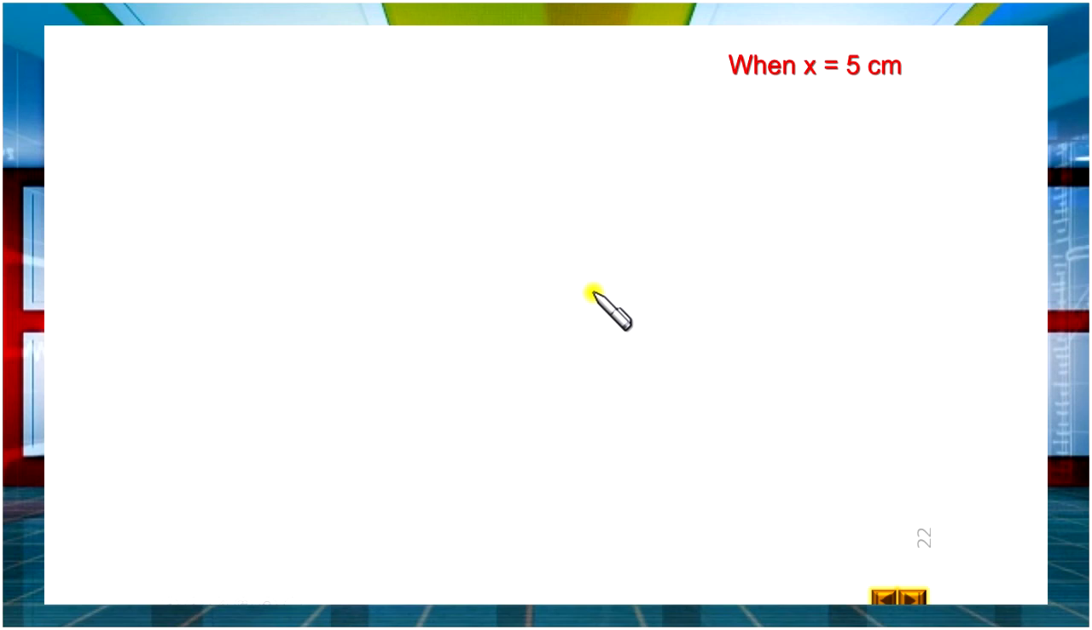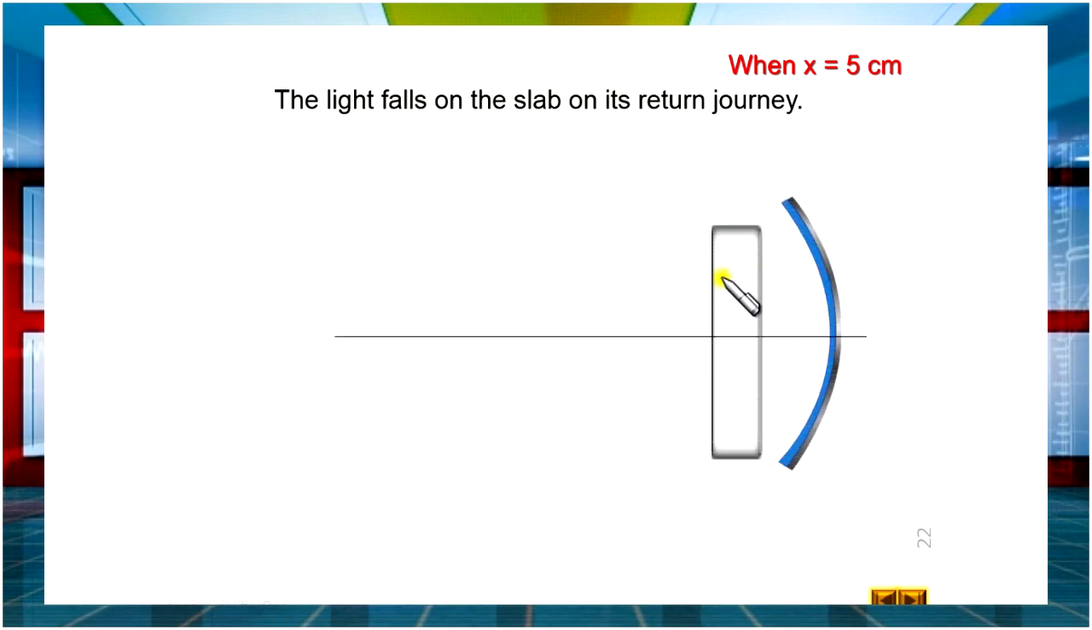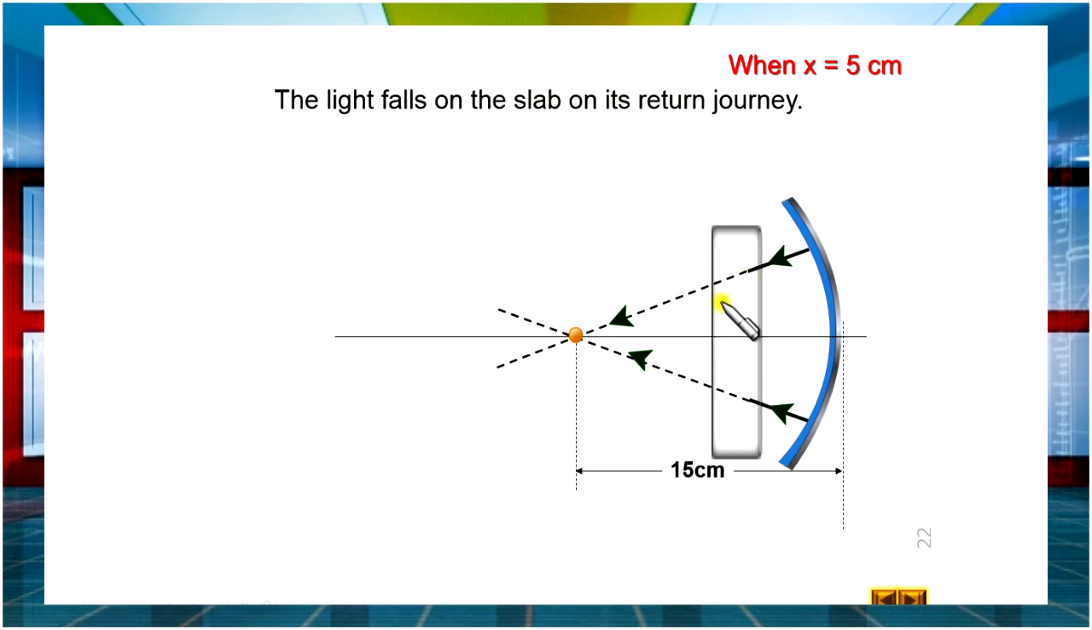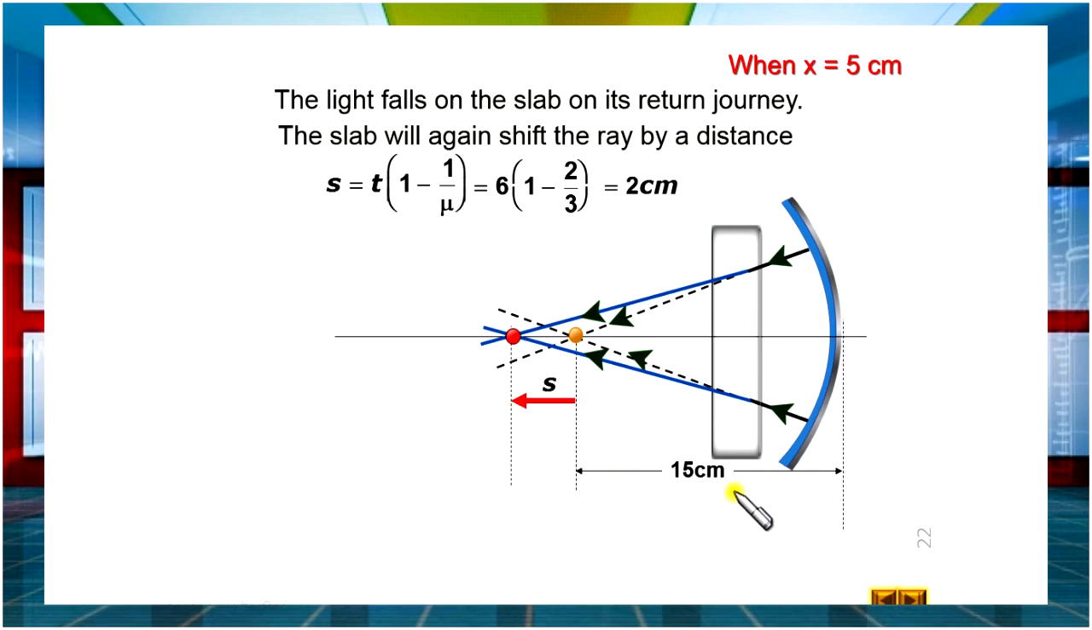Right? As we discussed, light falls on the slab on the return journey. That means after reflection from the mirror, it will again be incident on the slab. That means after passing the slab, there will again be a shift, and this shift should be in the direction of the ray traveling, right? In the absence of the slab, this distance, that is the distance of the image, is 15 cm from the mirror. But in the return journey, we can observe here, these rays will pass through the slab and shift in the right direction by the same amount as we calculated in the previous case, that is 2 cm, right? So the image will not be at this position. Image will shift in the leftward direction by the distance S, and S is equal to 2 cm. That means the final image position should be equal to 17 cm from the mirror, right?